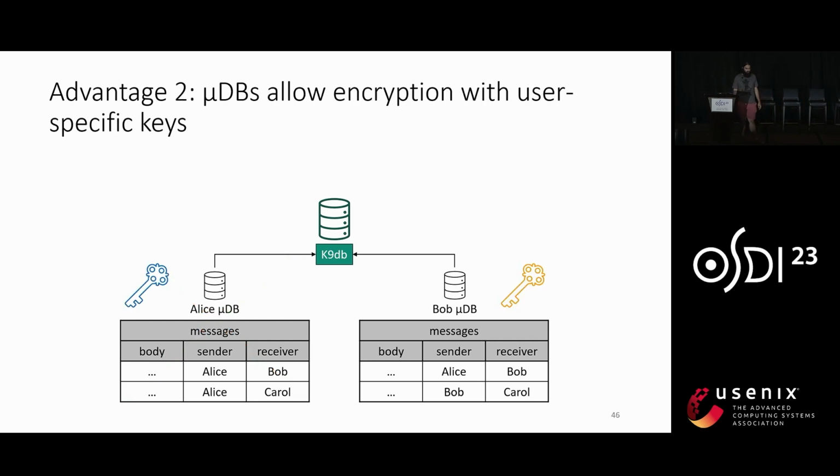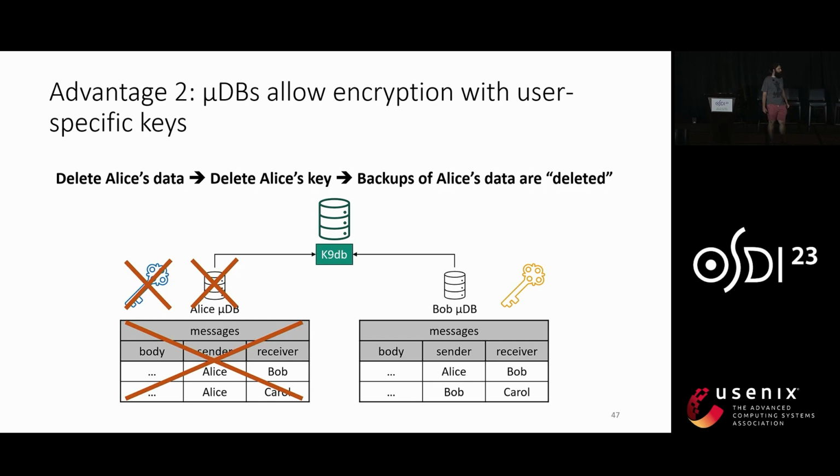The second advantage is that this allows K9db to use different encryption keys per user. And this guarantees compliance in the presence of backups. When Alice requests deletion of her data, K9db also deletes the key, and that in turn makes sure that her backups are in effect deleted, because the key that decrypts them is lost.